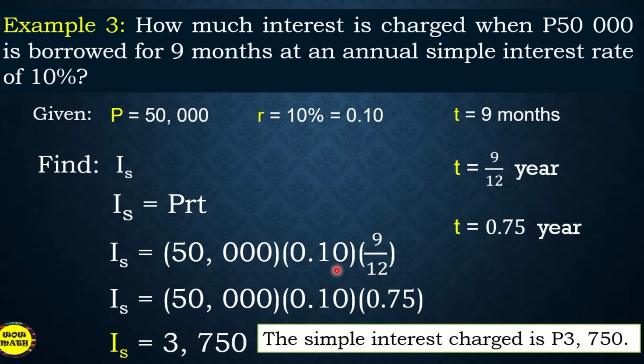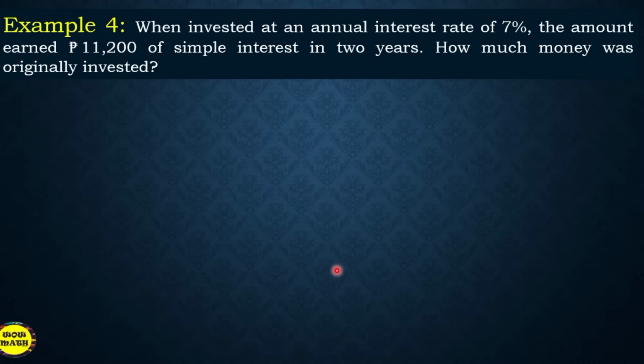Okay? Next. When invested, an annual interest rate of 7%. No? Pag sinabing annual, once a year yan, no? Isang beses sa isang taon. The amount earned is 11,200 pesos of simple interest in 2 years. So, how much money was originally invested? So, anihin natin yung problem para malinaw sa atin ang pagkuha ng given values.